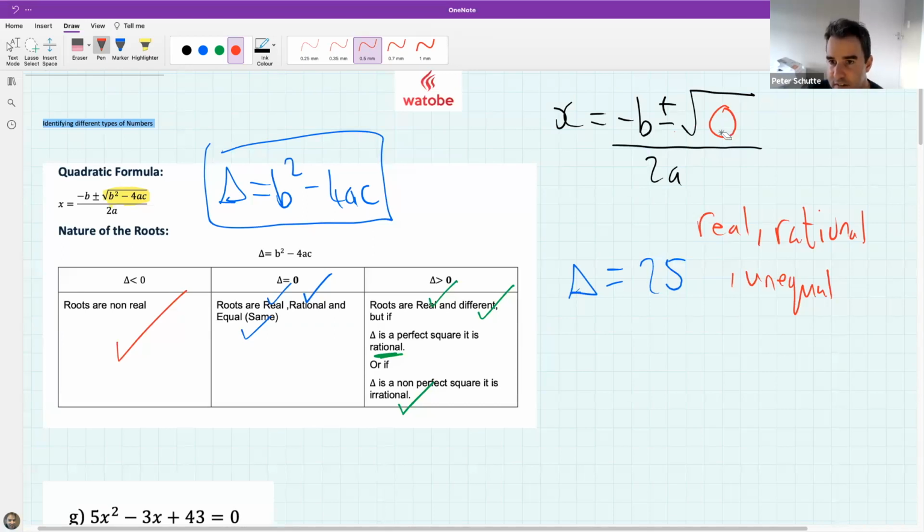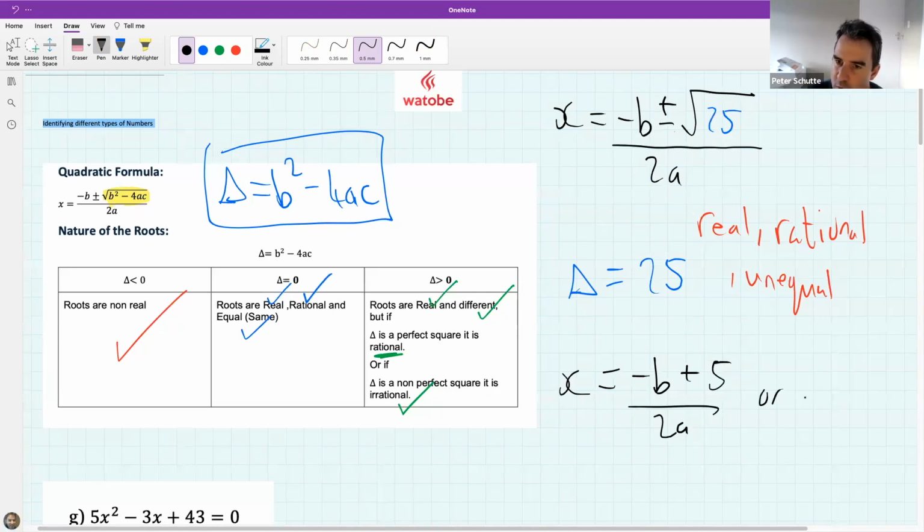If delta is 25, or if delta is a perfect square, you have x is minus b plus 5 over 2a, or you have x is minus b minus 5 over 2a. And so you have two different roots, but they're going to be rational because they're going to be in the form a number over a number.